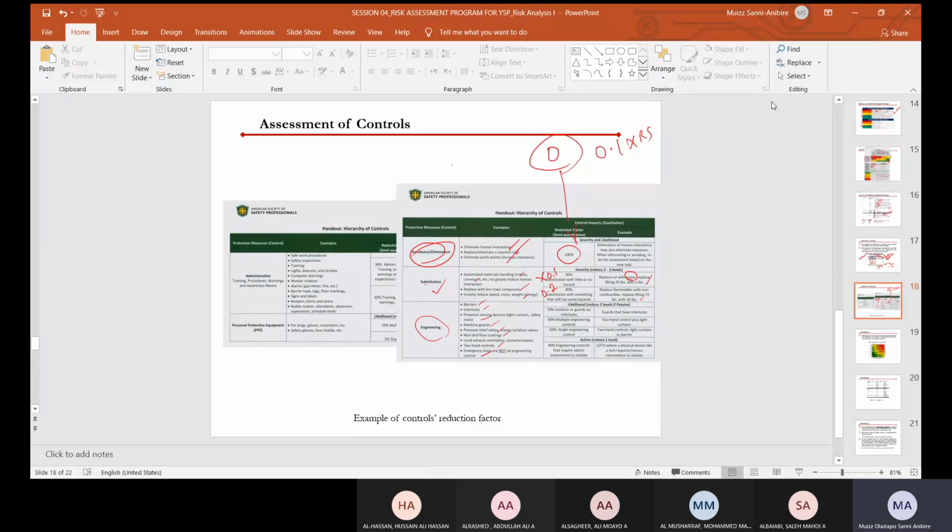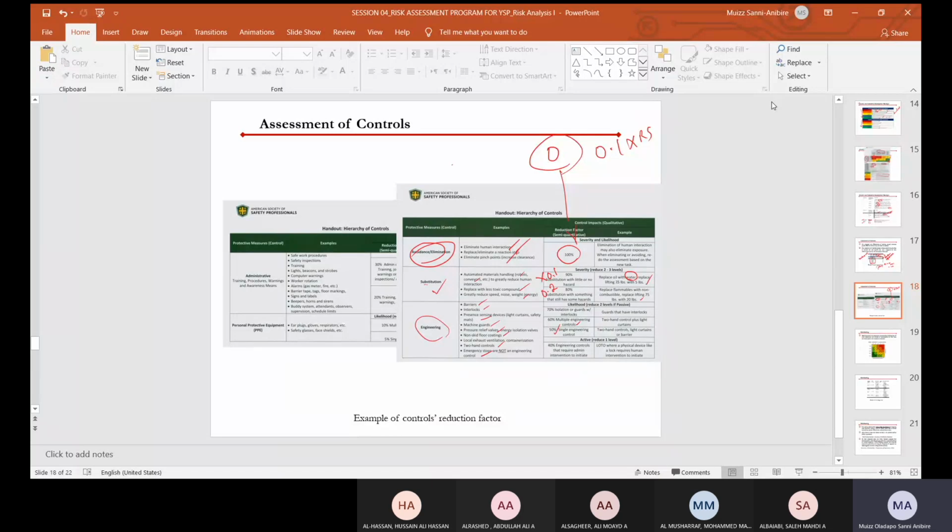For likelihood, 70% if you have isolation or guards with interlocks, and 60% if you have multiple engineering controls. Isolation means you're completely isolating the person; there's a barrier of protection or a guard between the person and the hazardous area or the hazardous equipment. You have 60% if you have multiple engineering controls, meaning you're using more than one control, which is less than isolation. And 50% if you're using just one engineering control.